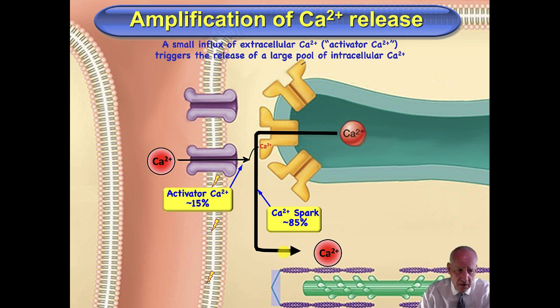So if we place a heart in a solution lacking calcium, it will immediately stop contracting. Why? Because the activator calcium that is admitted into the cell during depolarization by the L-type calcium channel is needed to trigger the much larger release of calcium from the SR. And this larger pool of calcium is what activates the myofilaments. Now that we've caused the muscle to contract, how do we get it to relax?